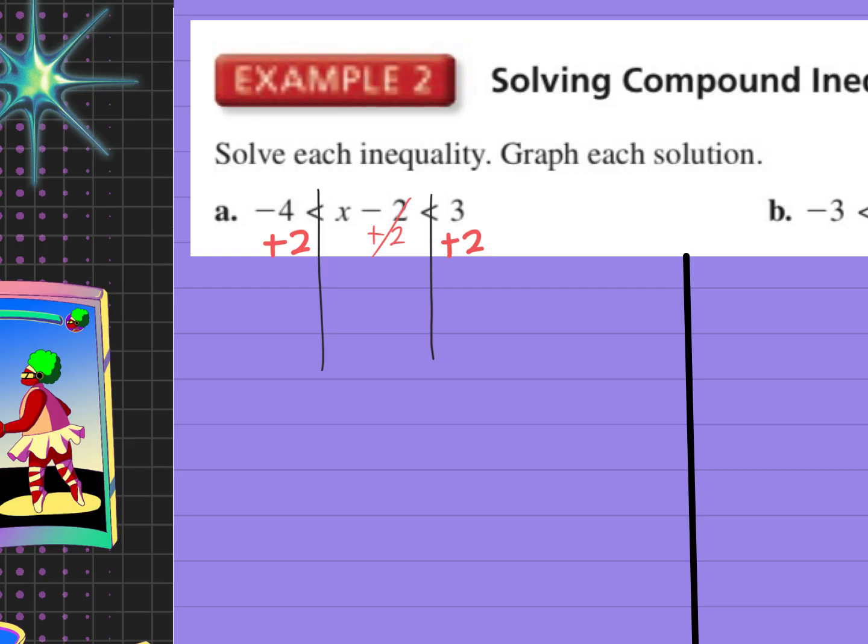All right, well, -4 plus 2 is going to give me -2. This symbol still says less than. X, and then the -2 went away there, and then the other symbol still says less than, and then 3 plus 2 is 5. So I have -2 is less than X, which is less than 5.